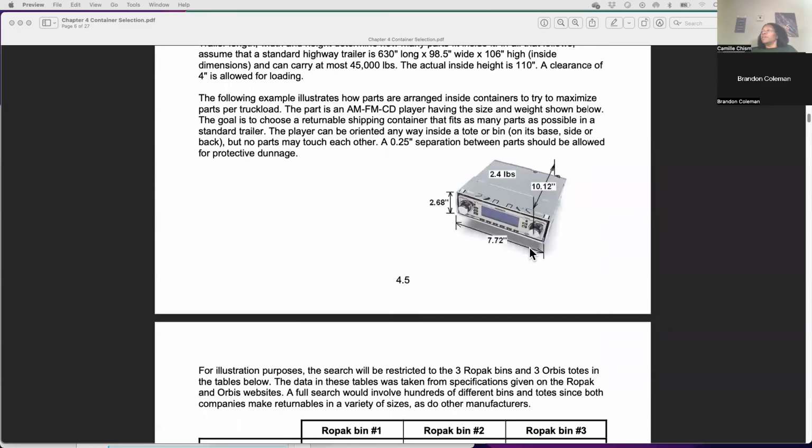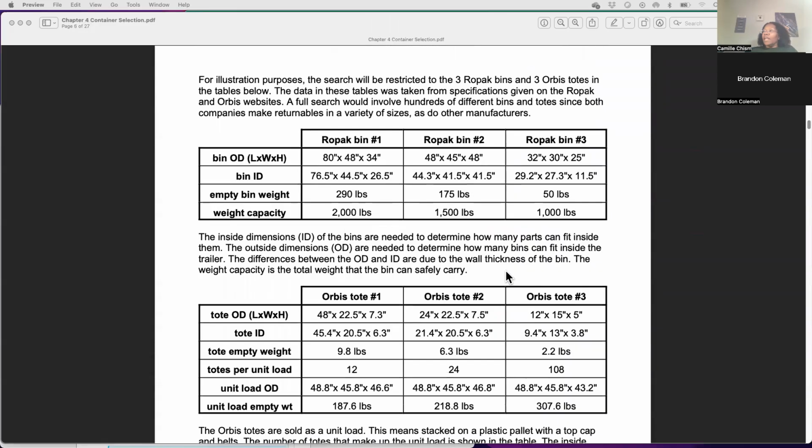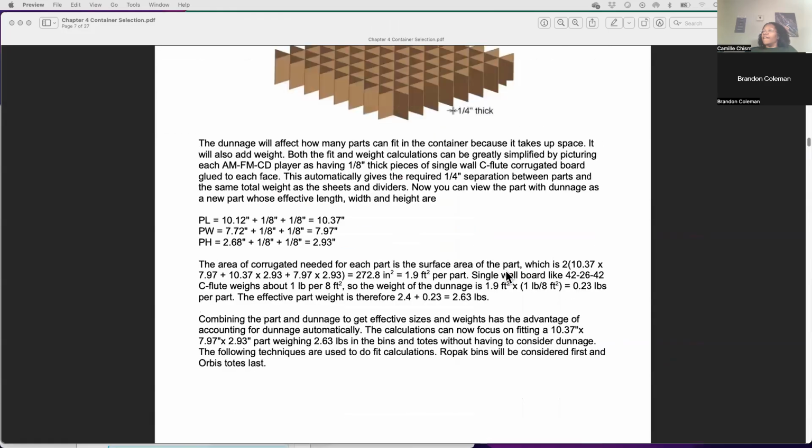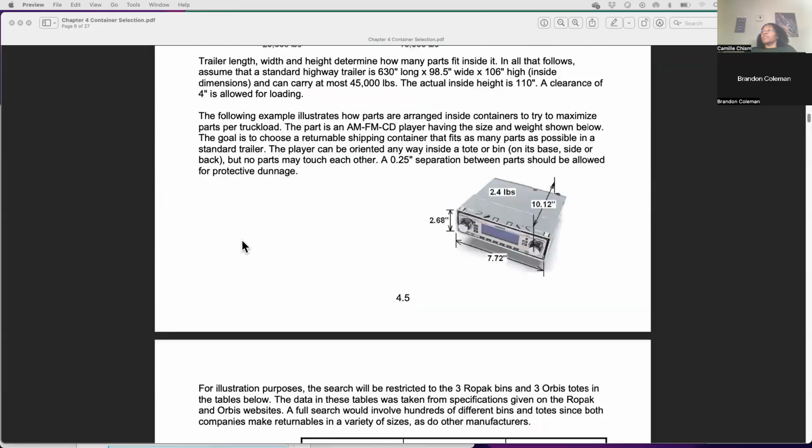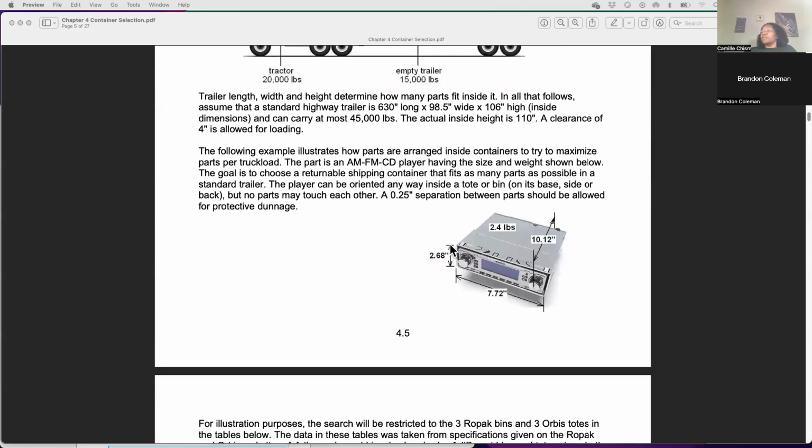And then the width is the 7.72, which is this dimension from side to side. And then you're going to add again the thickness of that material. So the 1/8 and the 1/8, which is the double wall together, is 1/4, and you come up with 7.97. And then the height is the 2.68 inches, which is going to be this.